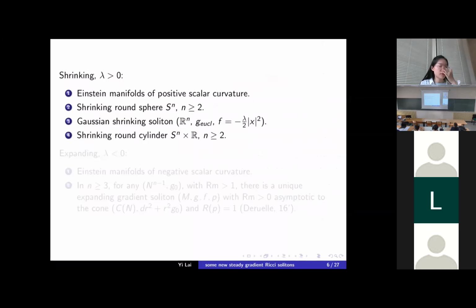So depending on if lambda is positive, negative, or 0, we divide them into 3 different types of solitons. First, we have the shrinking soliton if lambda is positive. So as we've seen before, it includes all the Einstein manifolds of positive scalar curvature. In particular, the shrinking round sphere when n is greater than or equal to 2.